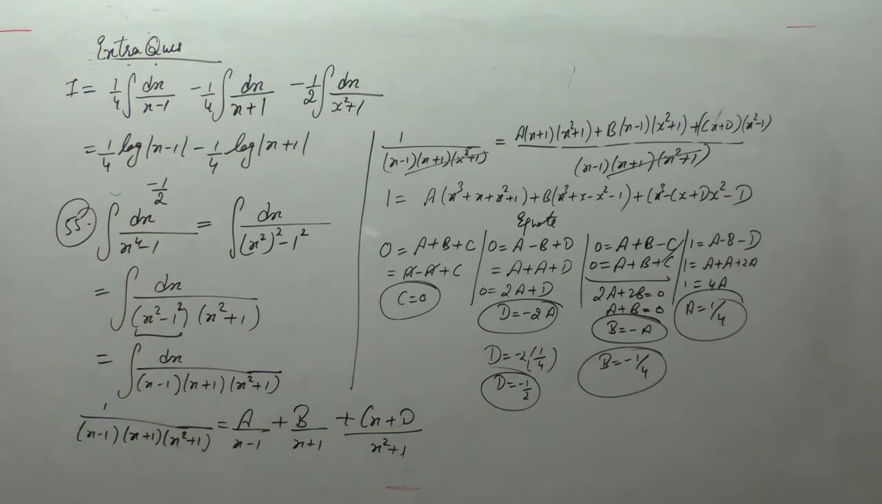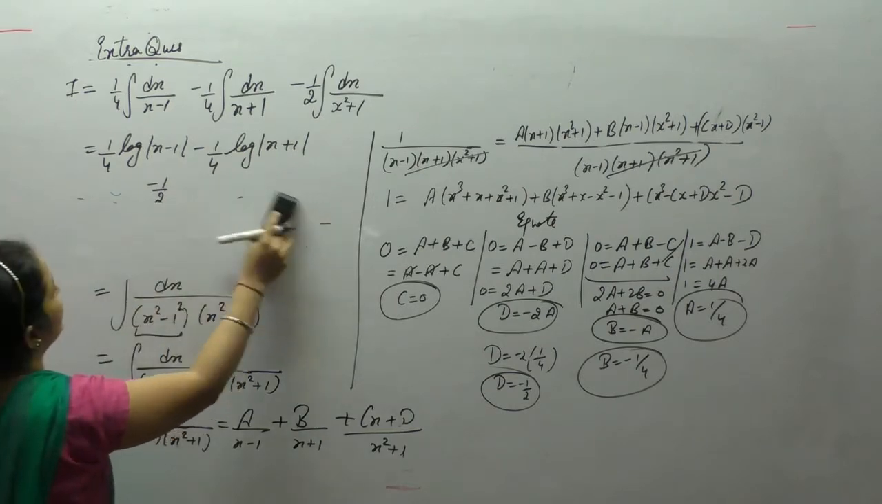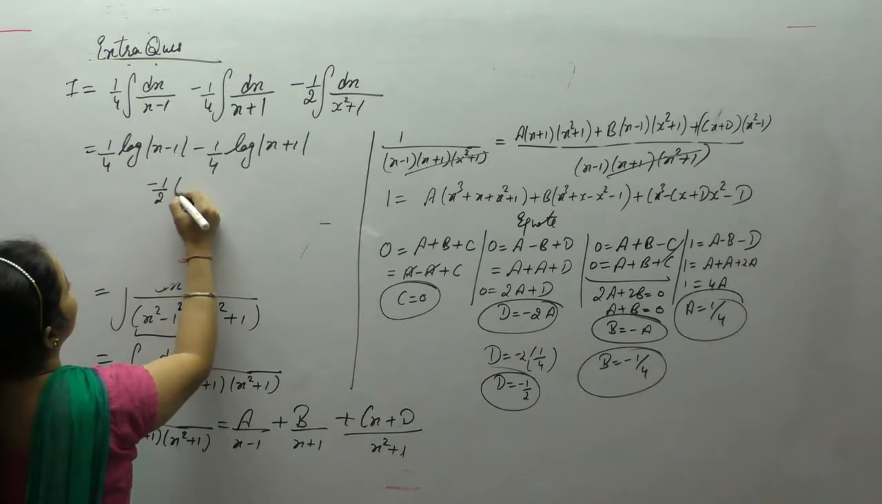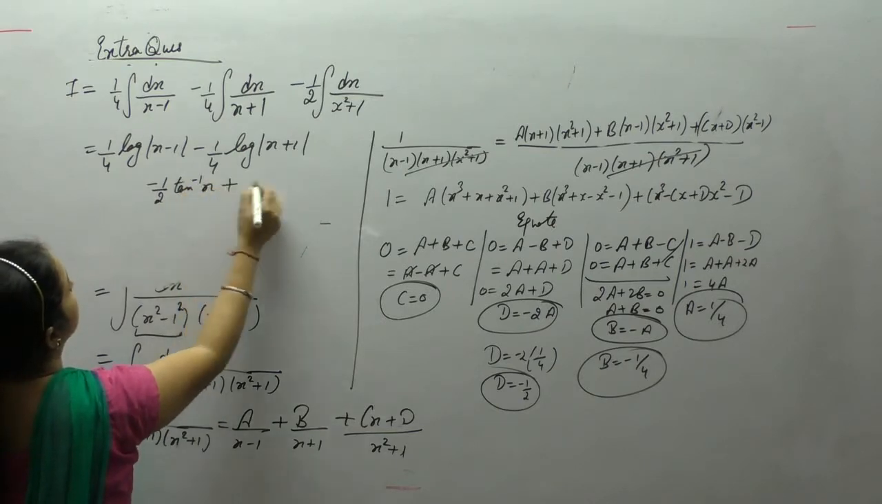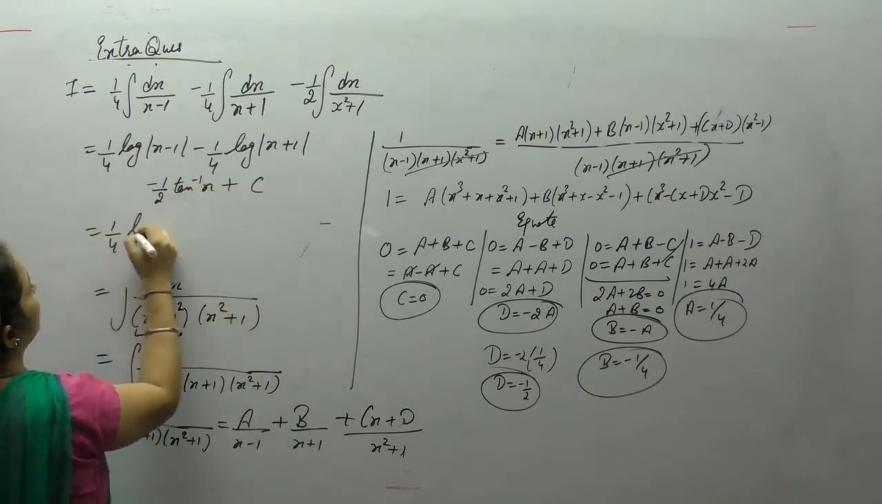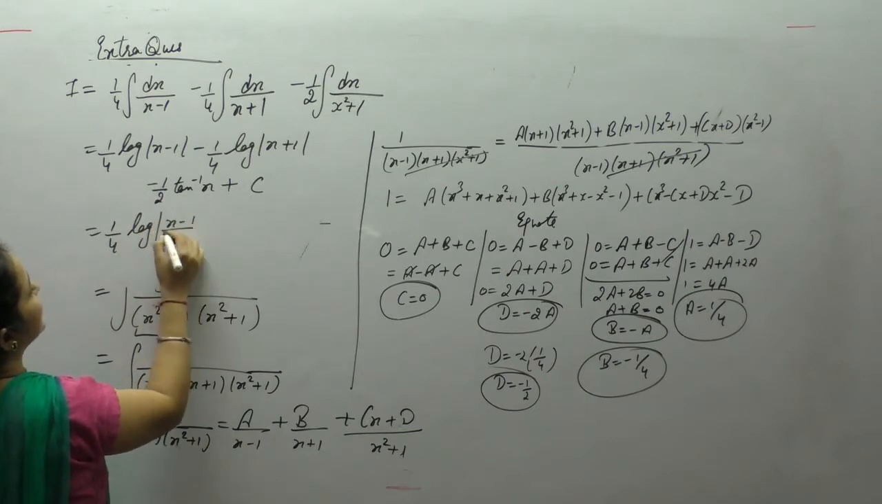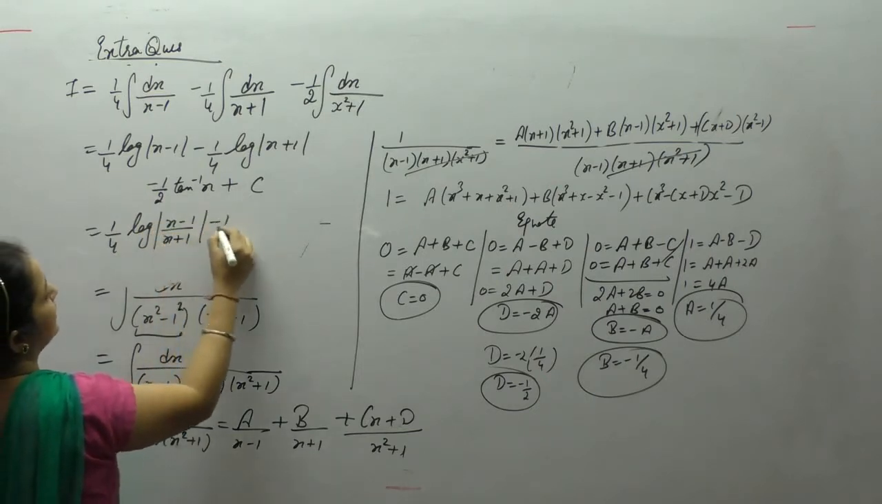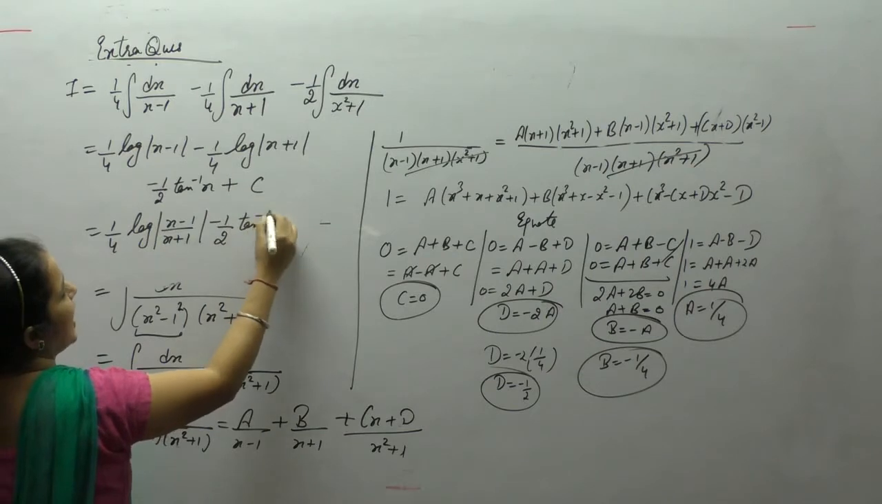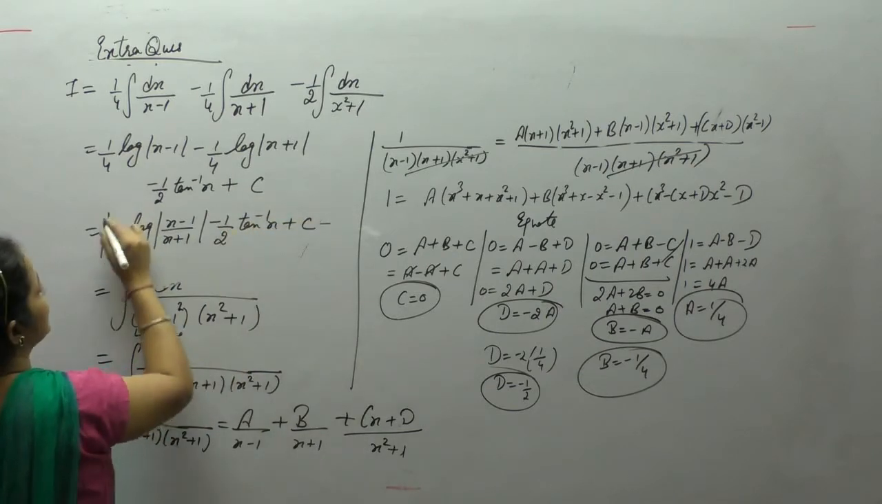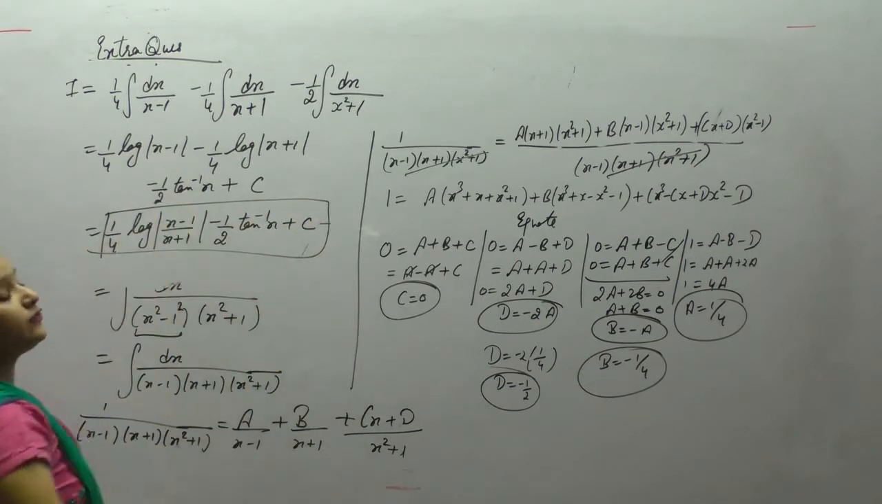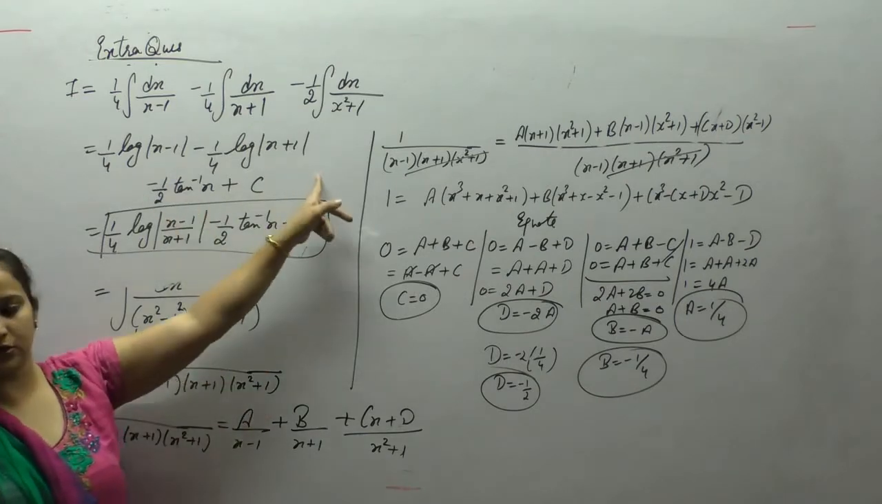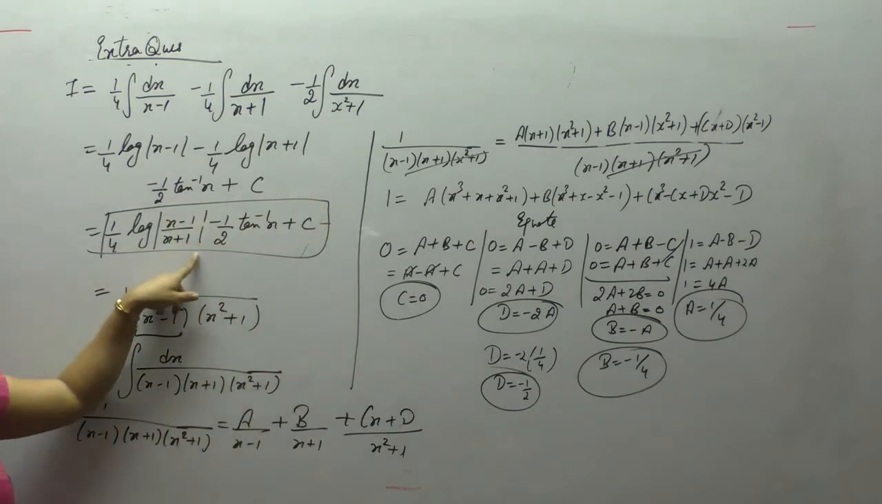The integral of 1 upon x square plus a square is 1 upon a tan inverse x upon a. So we get 1 upon 4, log of (x minus 1) upon (x plus 1), minus half tan inverse x plus c. Taking 1 by 4 common, log a minus log b is equal to log a upon b.